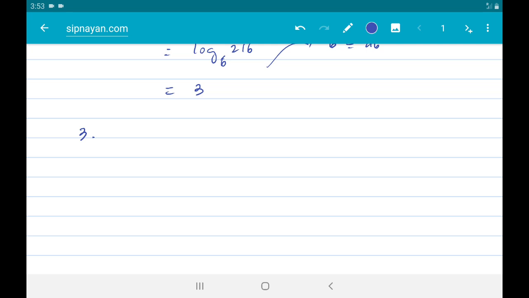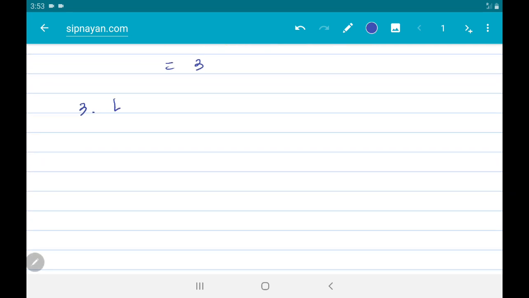Express as a single logarithm. So log of 4x plus log of x plus log of 2.